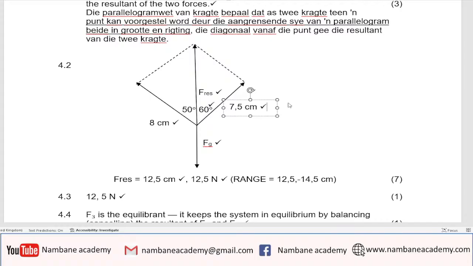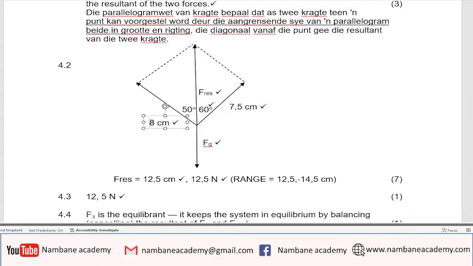So I also want to say something about 4.2. The learner had to construct it in centimeters, but they must label it with the symbol F1 equals 8 centimeters. So now they can put 8 centimeters. F1 equals 8 centimeter.